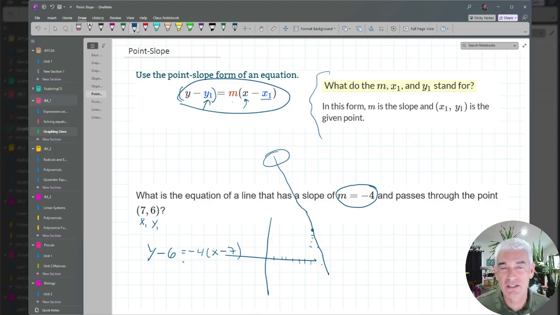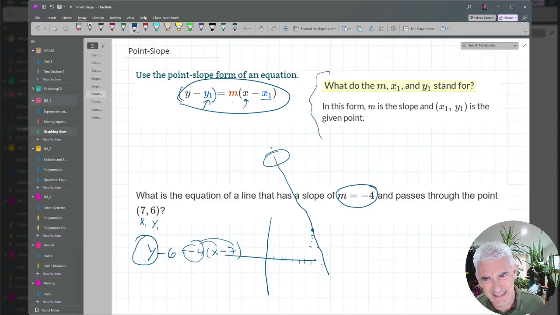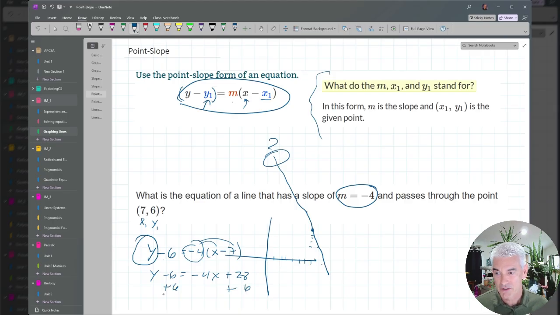If you wanted to turn this into slope-intercept form, you could. You would have to solve it for y. I would add 6 to both sides, but I also need to distribute the -4. We didn't have to do that for this problem, but if you wanted to know what that y-intercept up there is, I can distribute my -4 and I get -4x plus 28 equals y minus 6. Now solving for y, I add 6 to both sides, so it looks like I get y equals -4x plus 34.